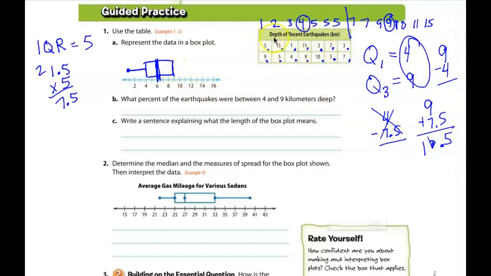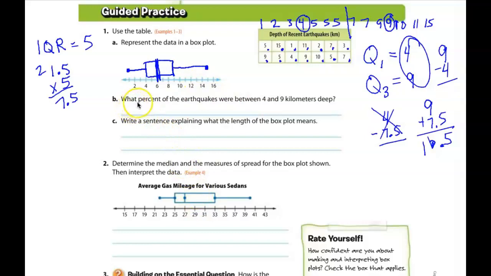So I'm going to find the upper extreme, which is 15, and we're going to put a dot there, and you'll notice that this whisker is quite a bit longer. That's going to be our other whisker. So this is a box and whisker plot. Now what we're going to do is answer some questions to interpret this data.